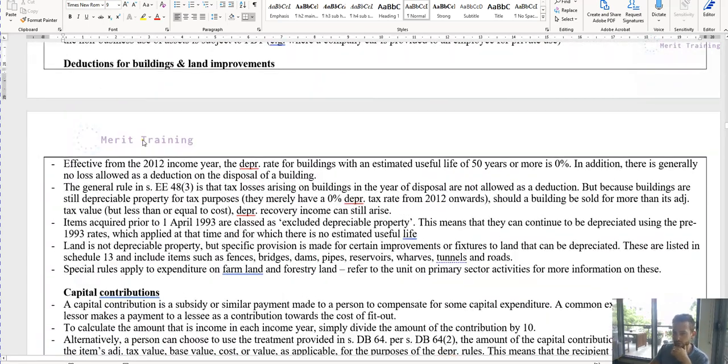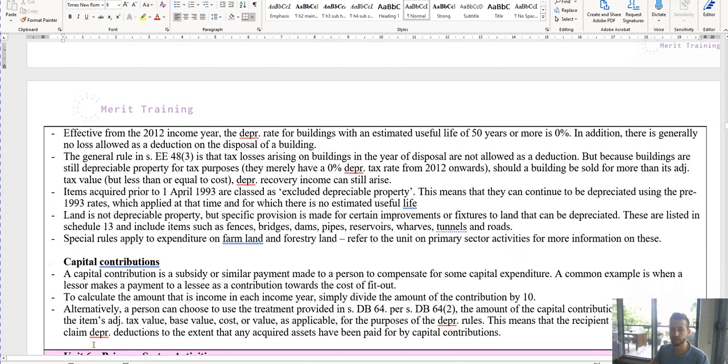And then the final point that we're going to talk about in this chapter is capital contributions. What a capital contribution is, basically, is a subsidy or similar payment paid to a person to compensate for some of the capital expenditure required. A common example that you might come across in the real world is when a lessor makes a payment to a lessee as a contribution towards the cost of their fit out.